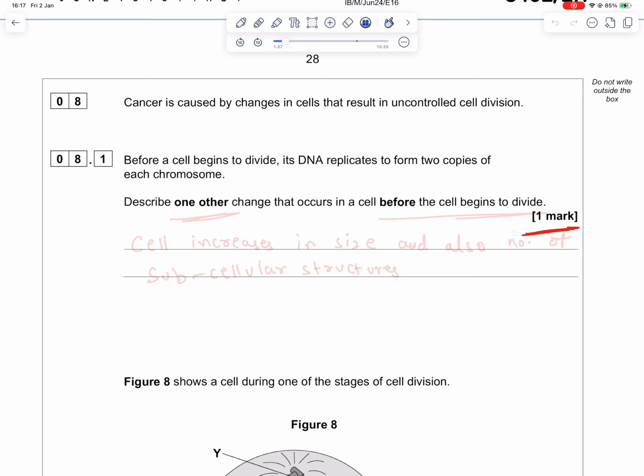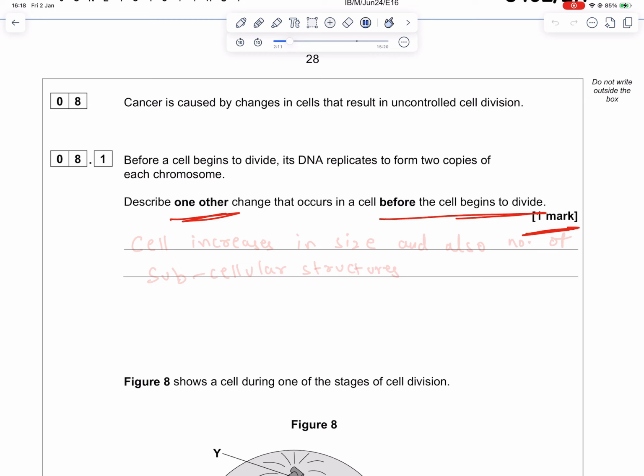Now, getting into the question: cancer is caused by changes in cells that result in uncontrolled cell division. Before a cell begins to divide, its DNA replicates to form 2 copies of each chromosome. Describe one other change that occurs in a cell before the cell begins to divide. Now, please do remember, it's specifically asking you for one change before the cell begins to divide.